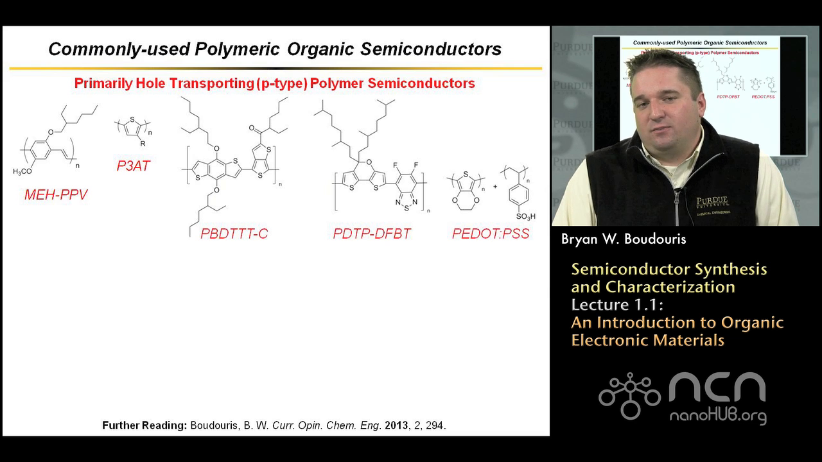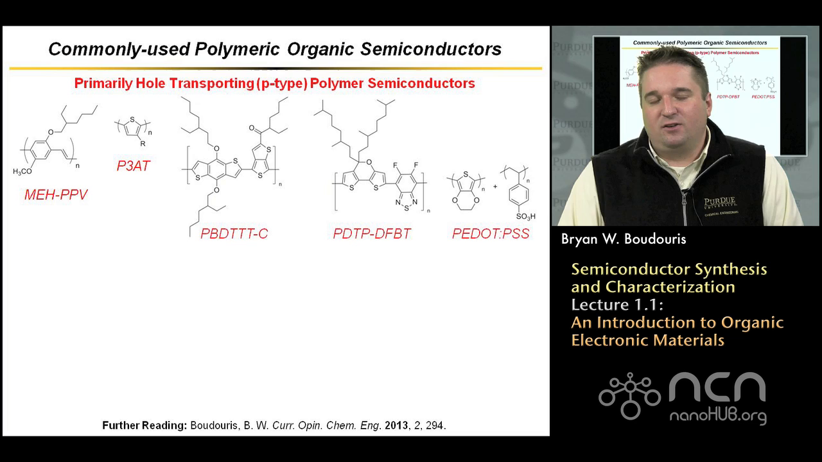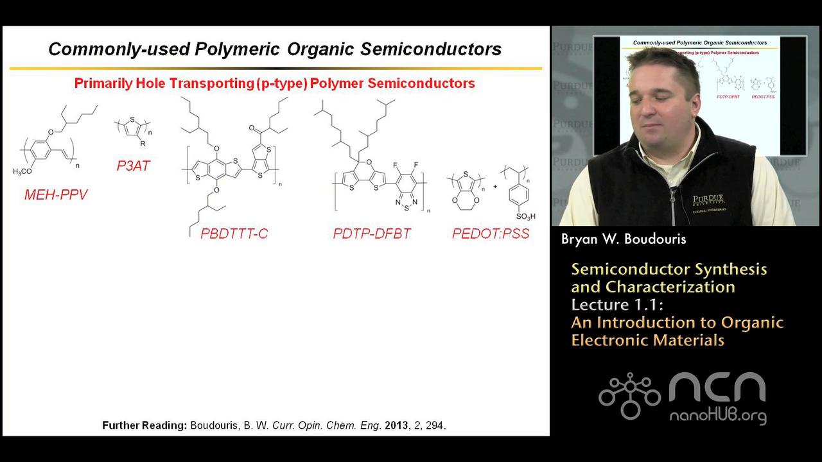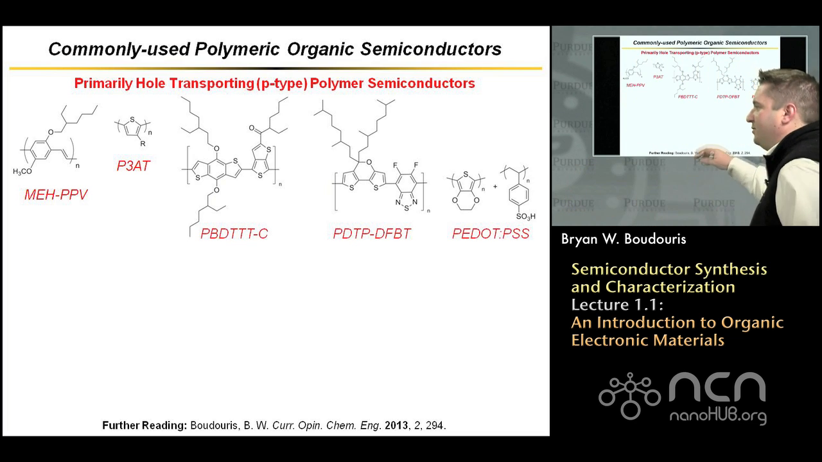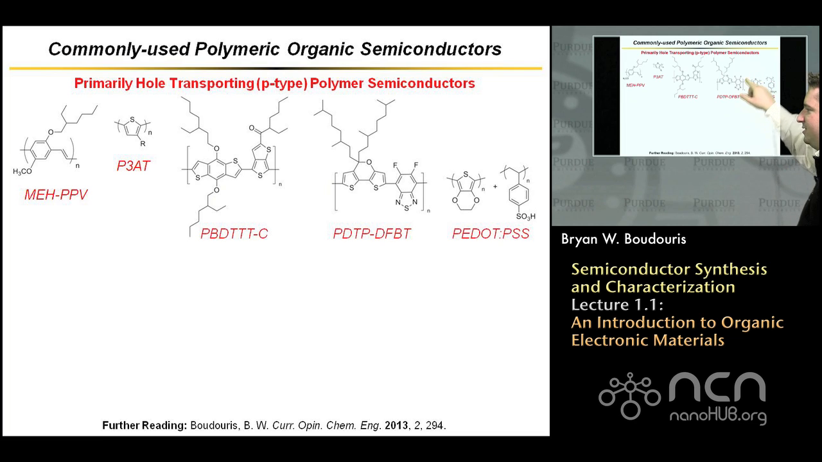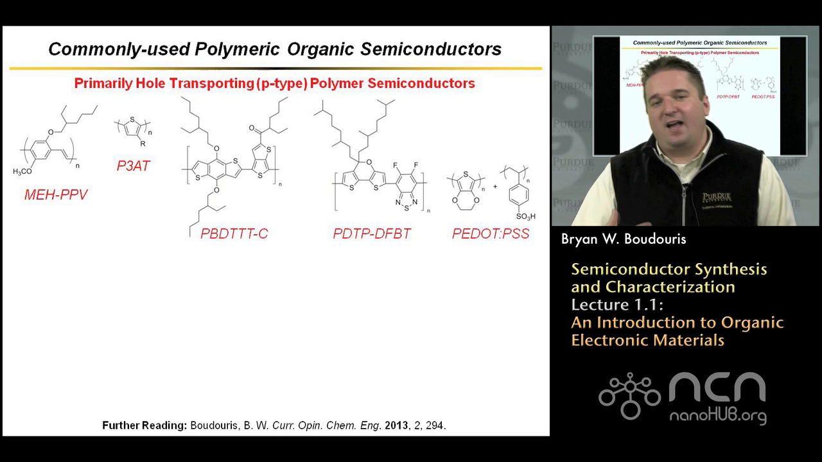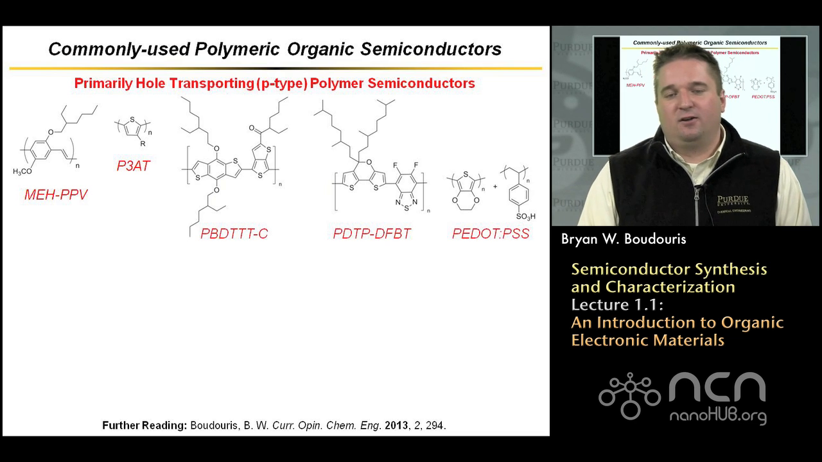And the last material I'd like to talk about is this polyethylene dioxythiophene doped with polystyrene sulfonate, PEDOT:PSS. So this is what happens when you combine a conjugated material, so this polythiophene with a side chain, with a non-conjugated material. But this material is very metallic, and it behaves almost like a traditional conducting species.